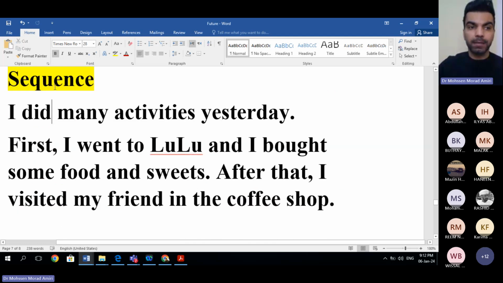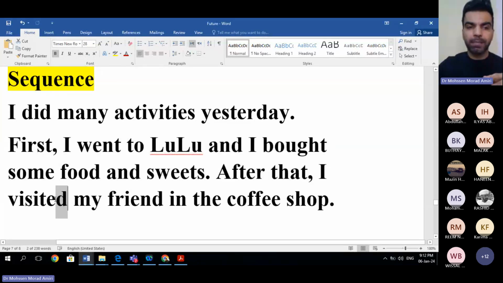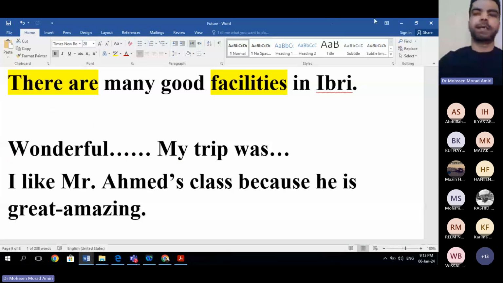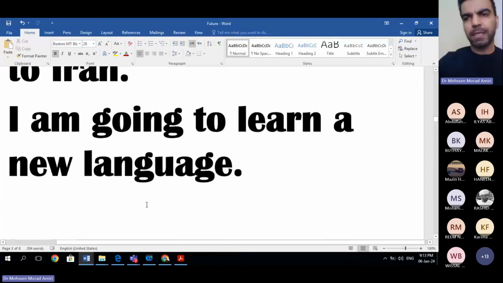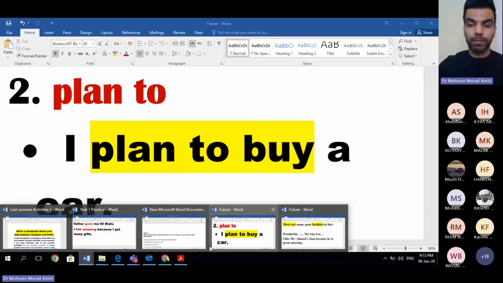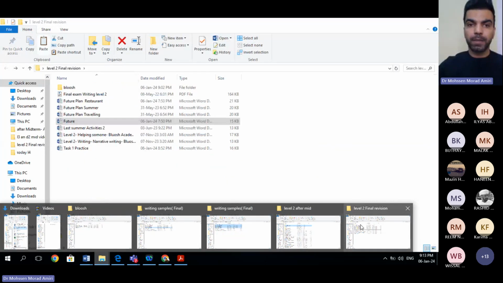About sequence, first I did this. I did many activities yesterday. First, comma, I went to Lulu and I bought some food and sweets. After that, I visited my friend in the coffee shop. Sure. Sequence: first, after that, then. You need to know these words also. And that's it. These are the most important things that you should know. And I hope that for tomorrow, you will be able to remember all these.